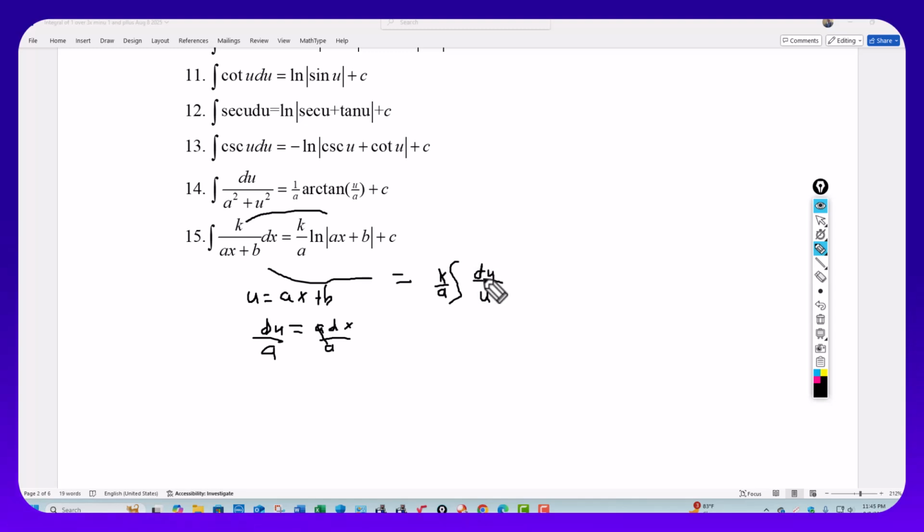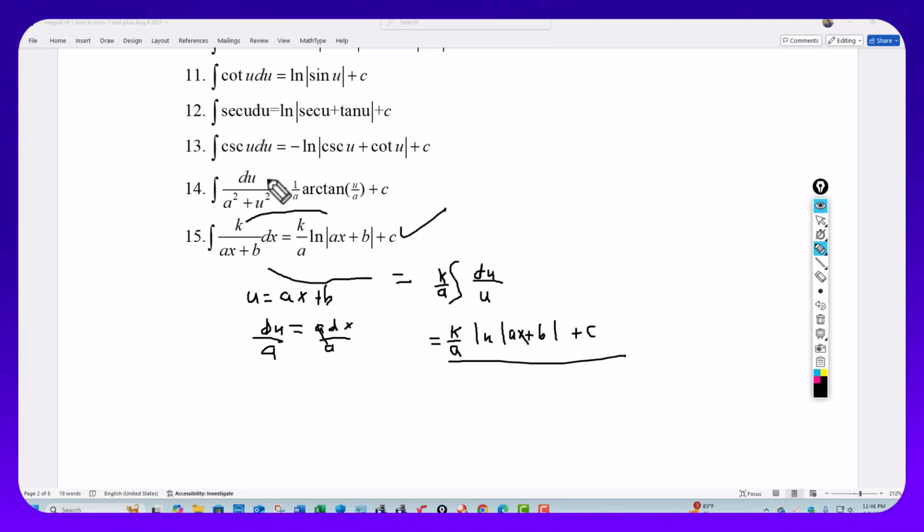And of course this is just your formula for the natural log of absolute U. So this would be K over A, and it's the natural log of absolute U, but in our case, U is AX plus B, and then it's plus the constant of integration. So the answer is K over A. Anything in this form can be given by K over A, natural log of absolute AX plus B plus the constant. And that derives this formula.